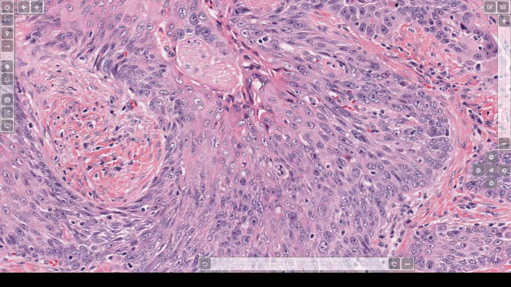Here you can see these are highly atypical nuclei with moderate amounts of pink cytoplasm. This is the appearance of a squamous cell carcinoma. There are also numerous squamous pearls present in this tumor. This is a squamous cell carcinoma of the bronchus.